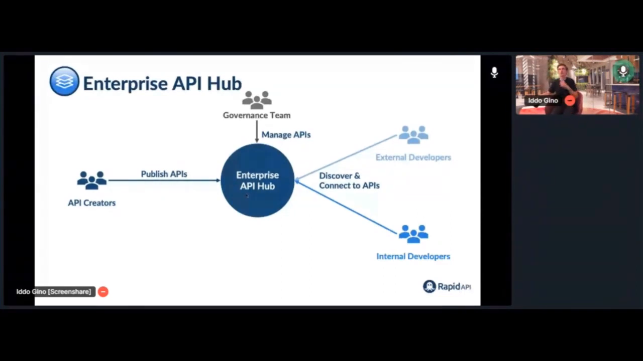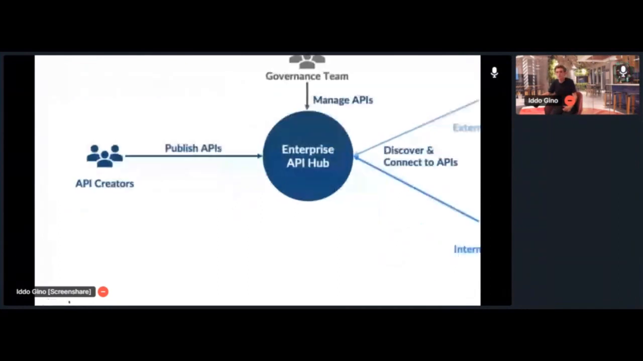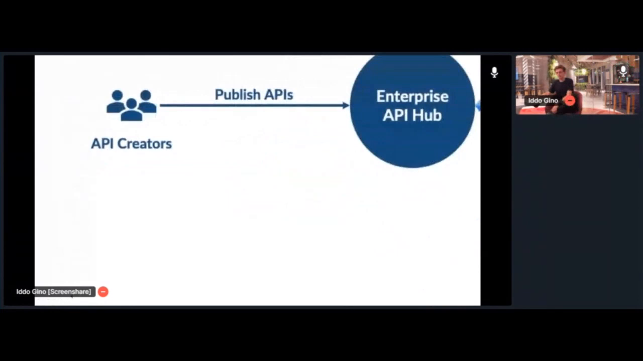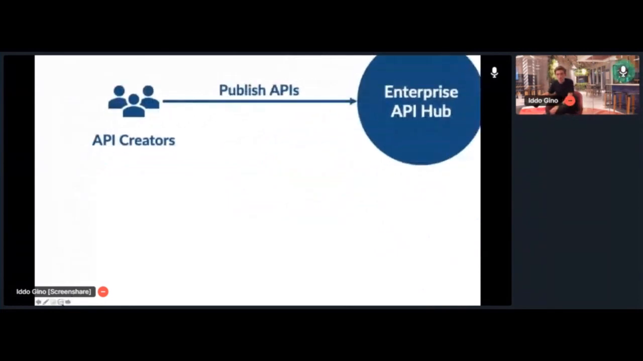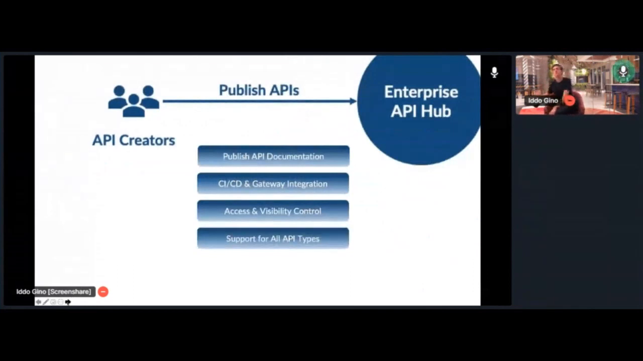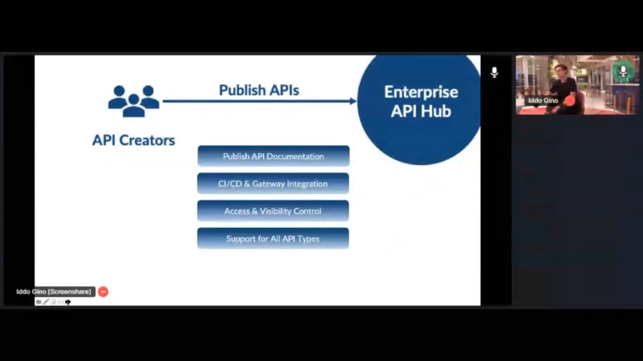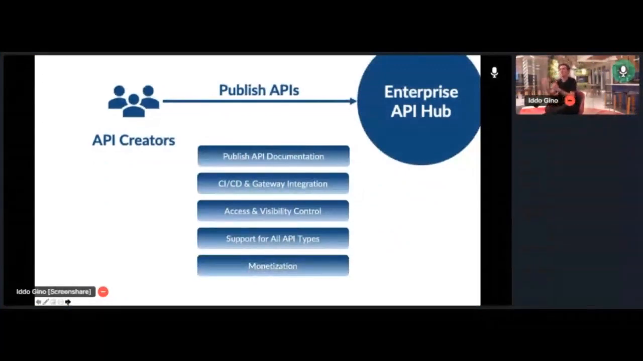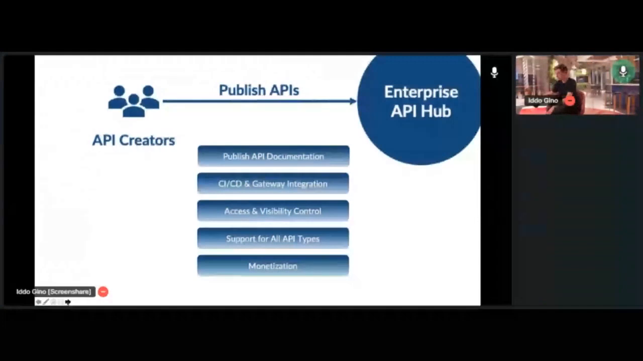So from a publishing perspective, some of the core capabilities that we're seeing are things like being able to publish API documentation, integrating with the CI/CD process as well as the gateway of these APIs, to be able to connect all the way through to the runtime of them, and being able to control the access and visibility of these APIs. So when publishing an API into the hub, who can control it and how they can do so. Being able to support all the different types of APIs, acknowledging that the enterprise is going to have multiple flavors, and being able to easily monetize those APIs, especially if they start getting exposed to external partners.